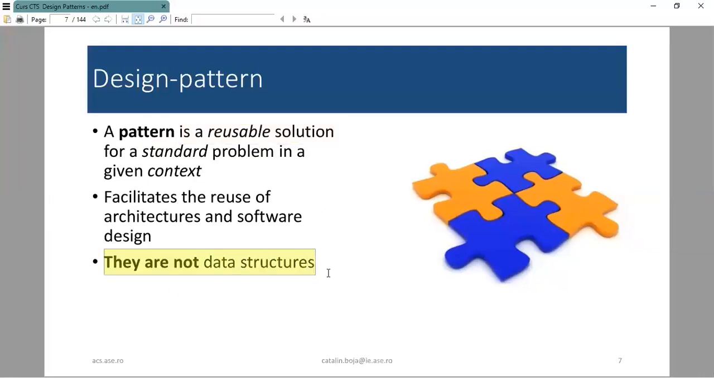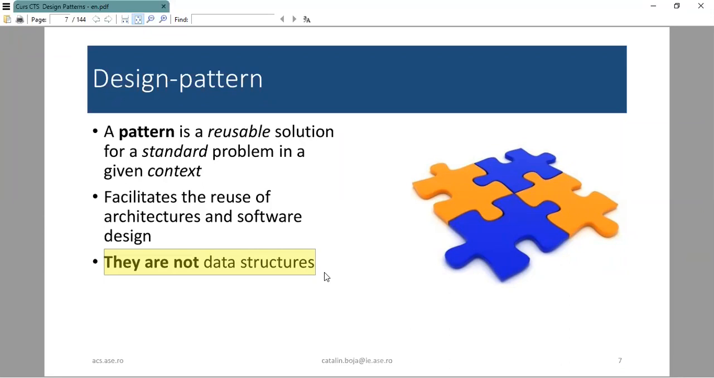Now, a very important disclaimer: they are not data structures. Even if we are using data structures to implement the pattern, they are not data structures. They have a different purpose. They are like functional patterns. Now, a data structure is a data pattern. How do you store some values in order to provide fast access, fast insert or delete operations? So that's a data structure. It's a pattern for managing data in certain conditions.